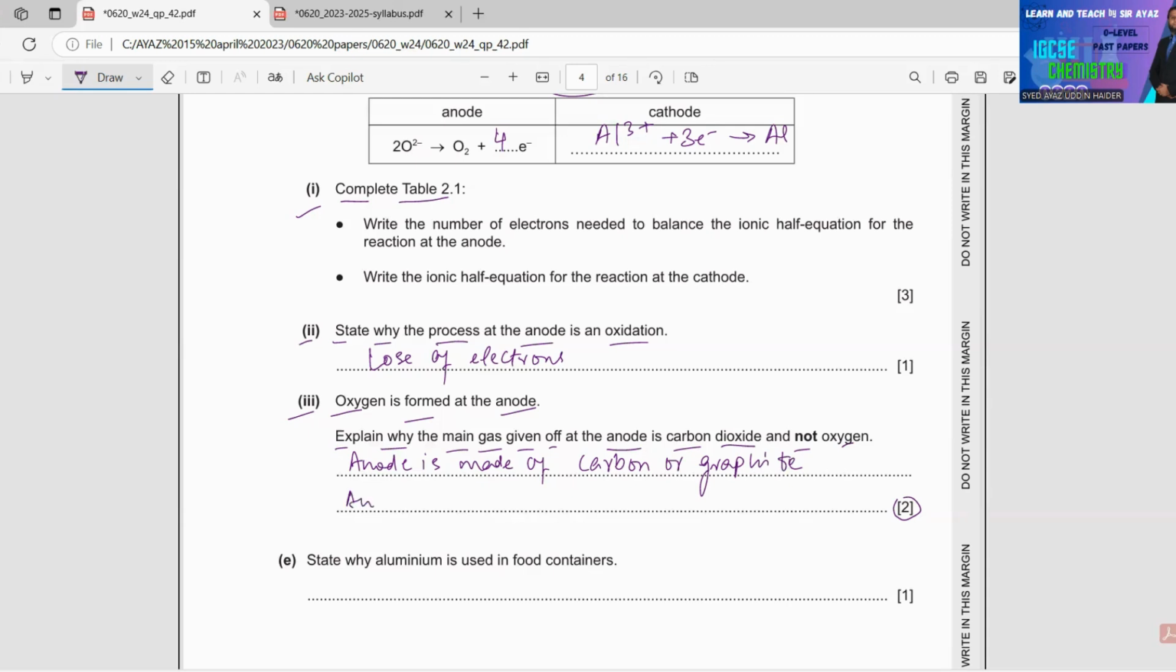So then anode reacts with oxygen. You can even write burns or combust.